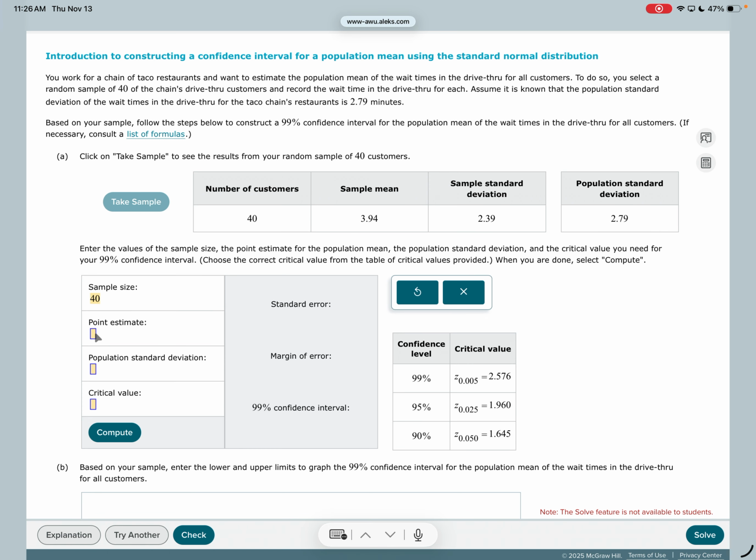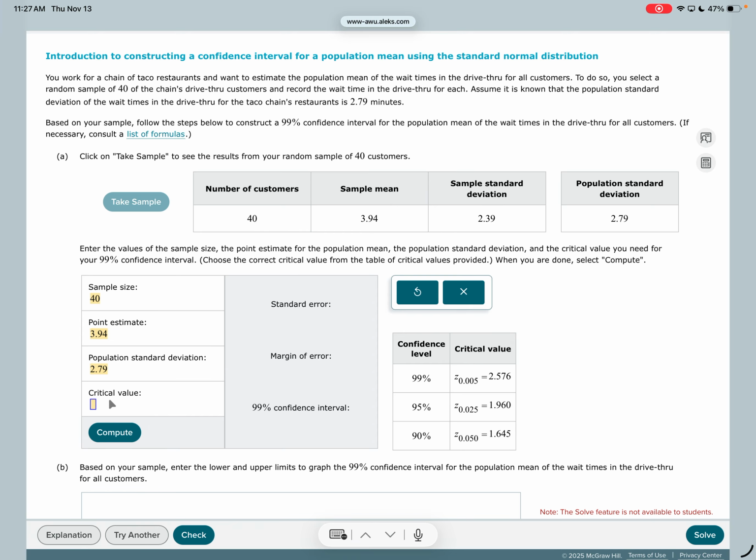The point estimate is the mean. That's what we're basing everything off of. It is called a point estimate because that's our estimate for the population, okay? That's where we're starting at. That's going to be the center of our interval. And then the population standard deviation, make sure you get the population one, not the sample one. So we want this one, 2.79.